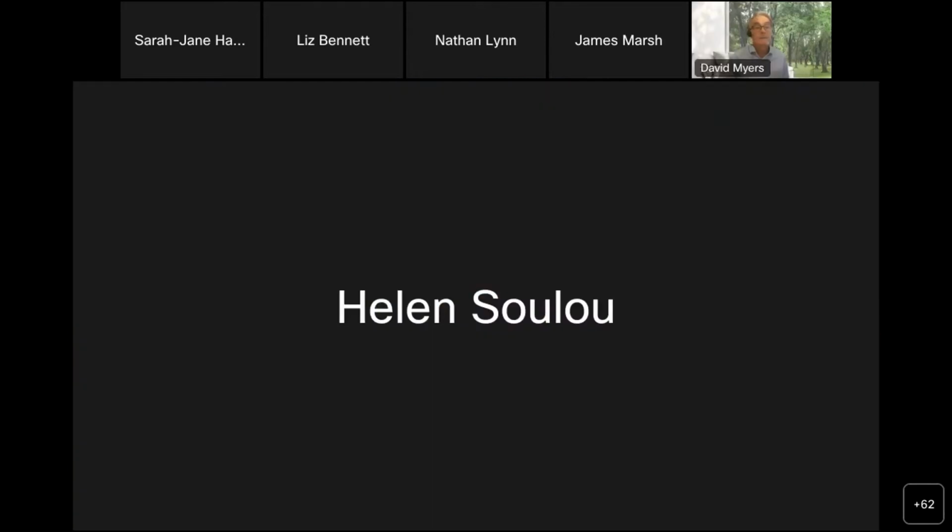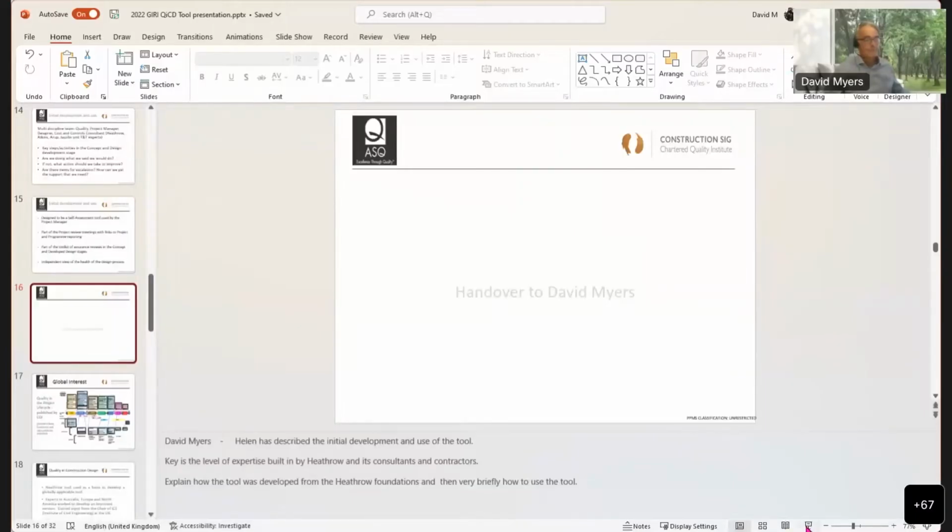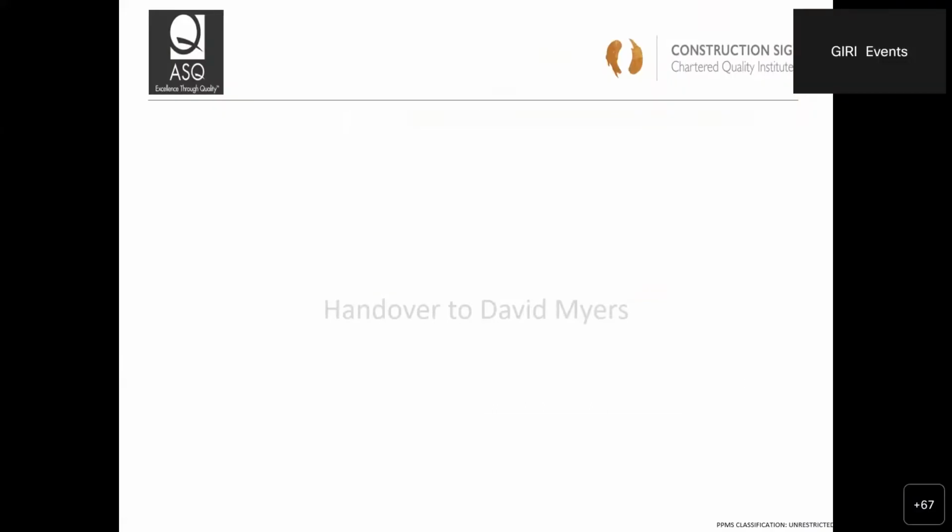Just getting my screen sharing. Okay, hopefully you can all see that. So thank you very much, Helen, for taking us through the initial development of the tool. It's not showing at the moment. We cannot see it, David. Cannot see it, okay. I'll push the button, that might help. Yes, that's coming. Thank you. Right, sorry about that.